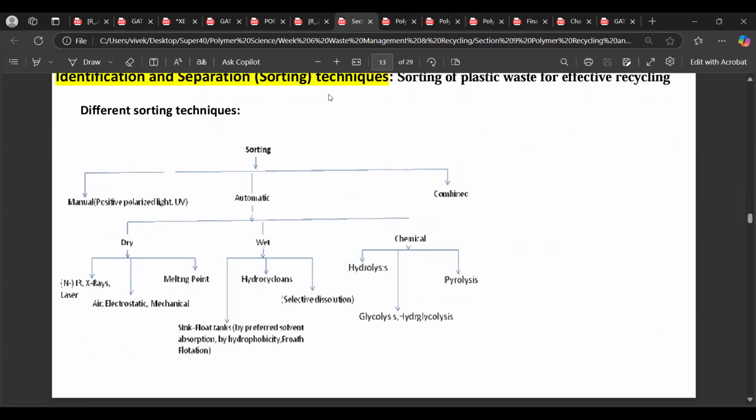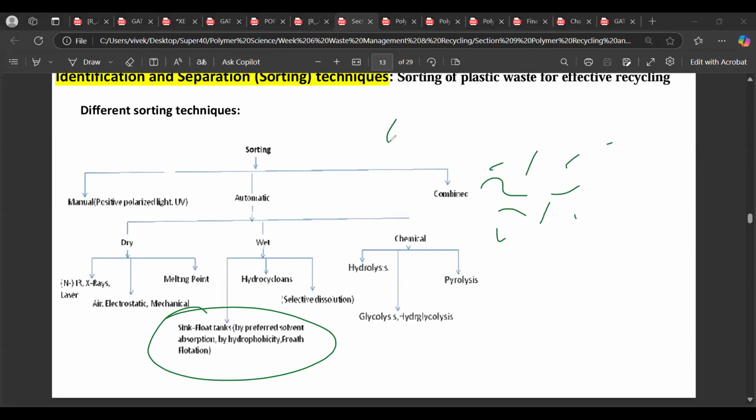Sorting techniques: you have manual, automatic, combined automatic. You have sorting based on hydrocyclones, hydrolysis, pyrolysis, chemical, glycolysis, all this type. And X-ray, IR, we can use melting point, and you can use the flotation technique with sink float tanks. If there is a high difference in density, you can separate the mixture of waste based on their density.